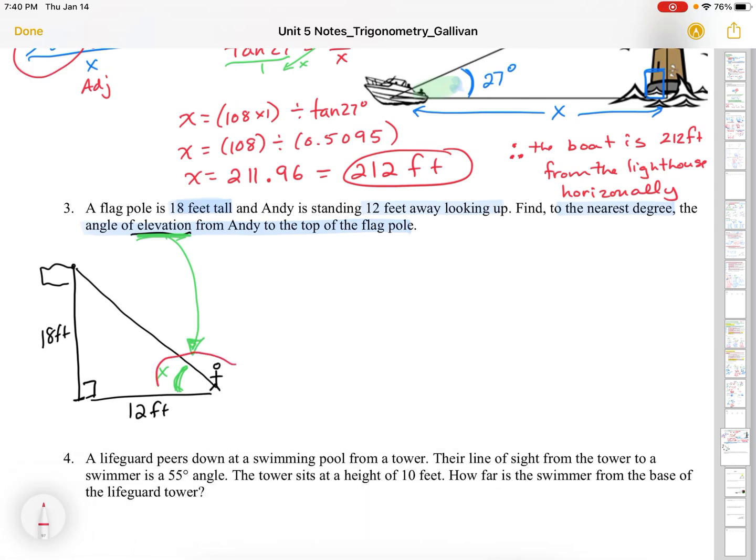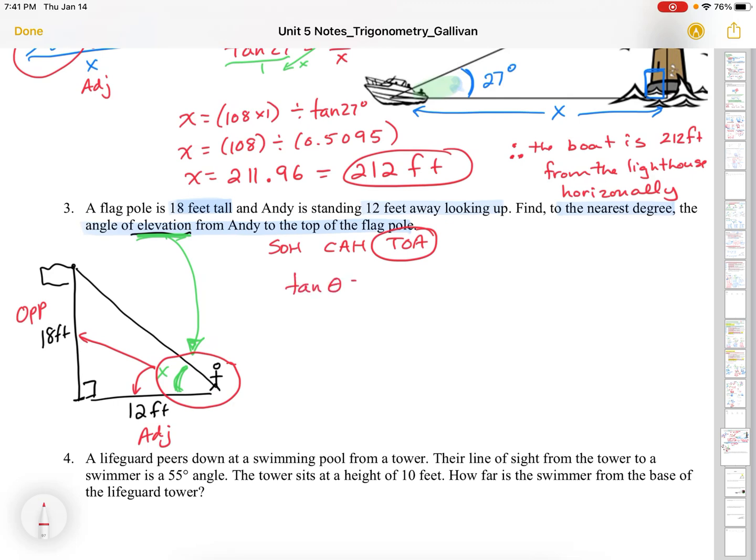So we circle our angle. We're looking for an angle. We know two sides. So we can't use the angle sum rule. We have to use trig. So let's label. Across is opposite, and right next to it is adjacent. So, thinking about SOHCAHTOA, we have opposite and adjacent, so we're going to use tan.